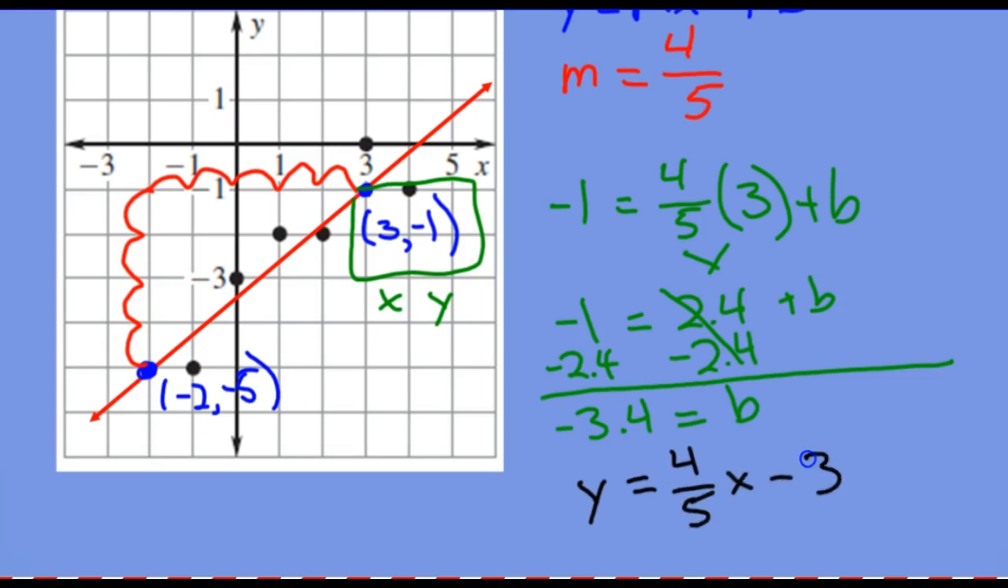Now we can check to see if that's reasonable, because our b is where our line crosses the y-axis. If it crosses at negative 3.4, we know that we're pretty close to this. So if we go down, there's negative 3, there's about negative 3.4. So we know that we got pretty close to this. It may not be exact because of our points, but we are very, very close.